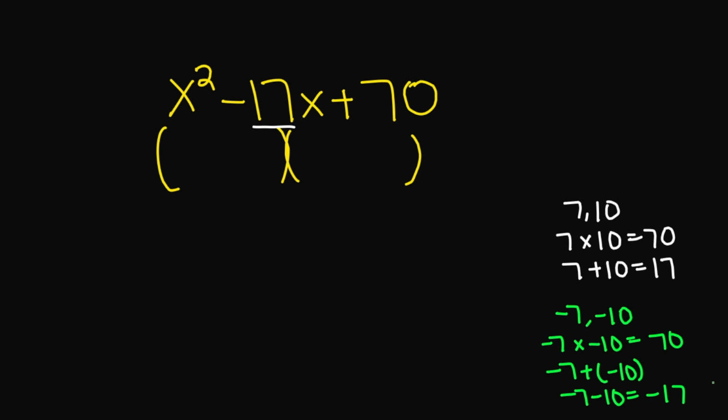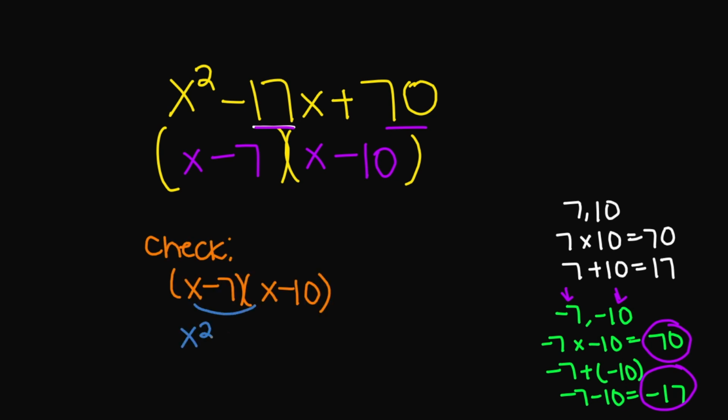So as you can see, we did receive a positive 70 and a negative 17 here, which is what we have here. So now we know that it's going to be a negative 7 and a negative 10. So x minus 7 here, and then x minus 10 here. Now let's go ahead and check our work to see. X times x is x squared. X times negative 10, negative 10x. Negative 7 times x, this is minus 7x. And then negative 7 times negative 10 is a positive 70.